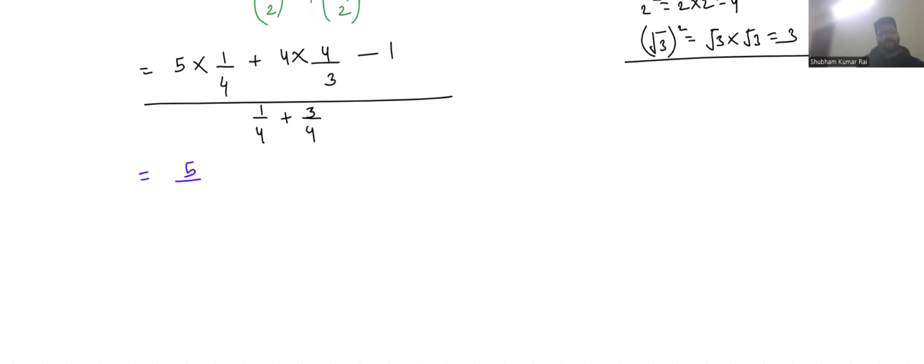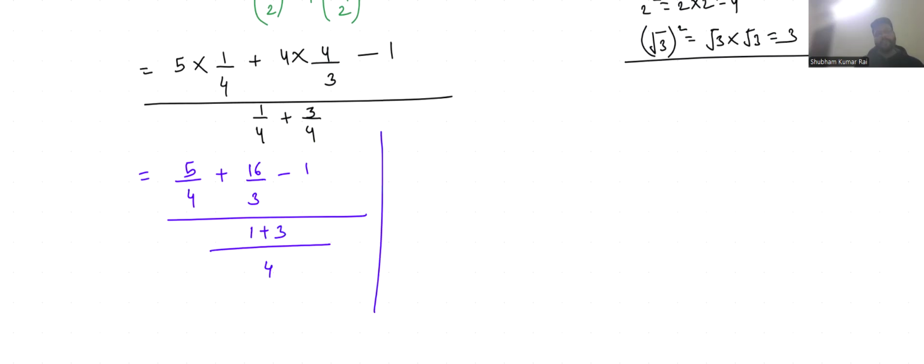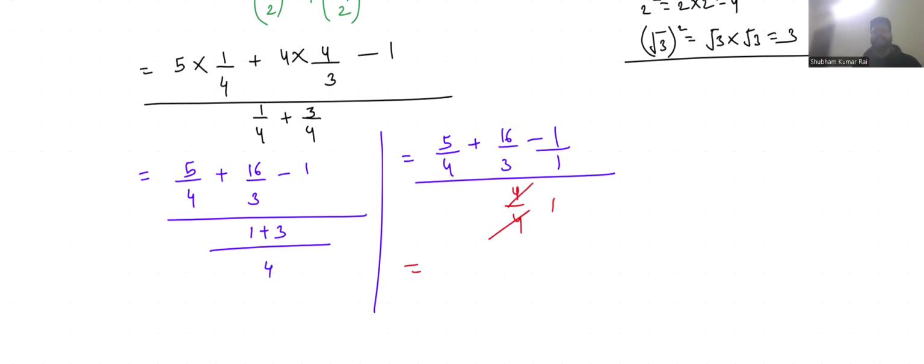It will be 4 into 4, 16 upon 3 minus 1 whole divided by, LCM will be 4 and it will be 1 plus 3. If we just solve it further, it will be 5 upon 4 plus 16 upon 3 minus 1. Nothing is there and 1 is there. And it will be 4 upon 4, that will be cancelled and we will get 1. Now we will just take the LCM of 4, 3 and 1. If I just take the LCM of this one, we will be getting 12, right?